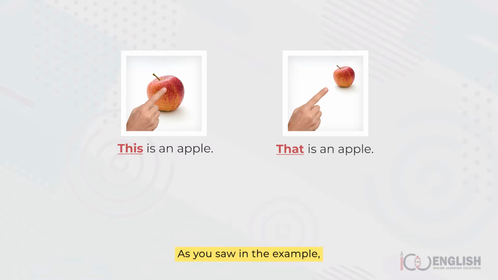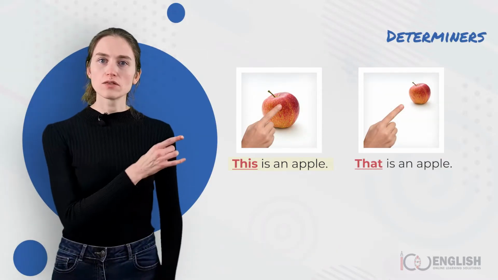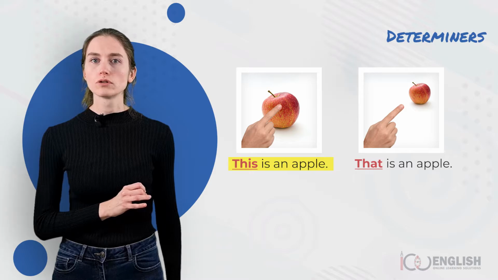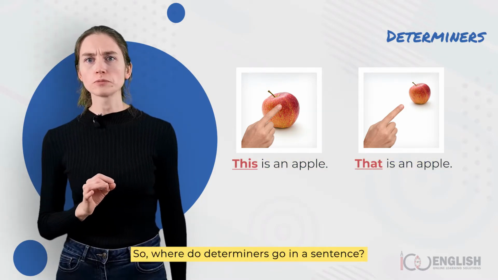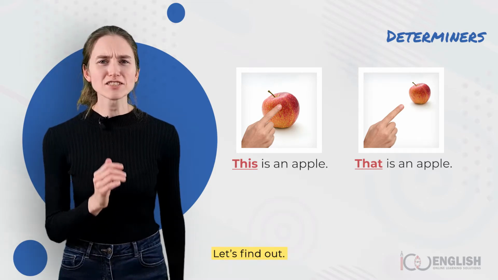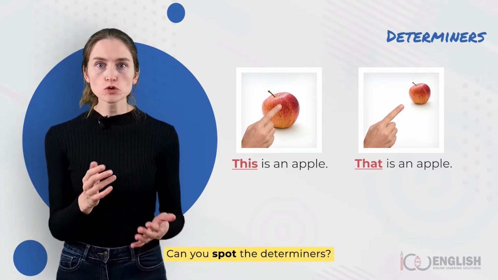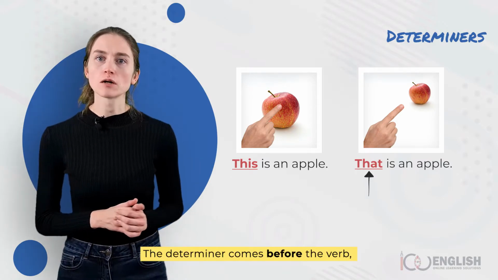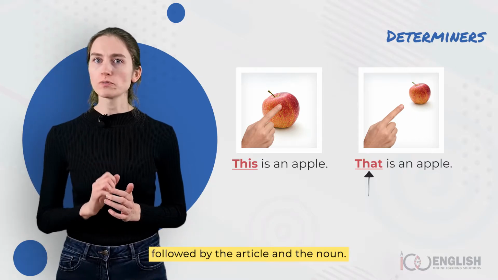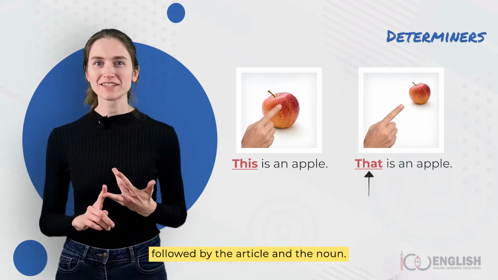As you saw in the example, we can use determiners to point to something that is near or far. Let's come back to the example. This is an apple. That is an apple. So where do determiners go in a sentence? Let's find out. Can you spot the determiners? The determiner comes before the verb, followed by the article and the noun.